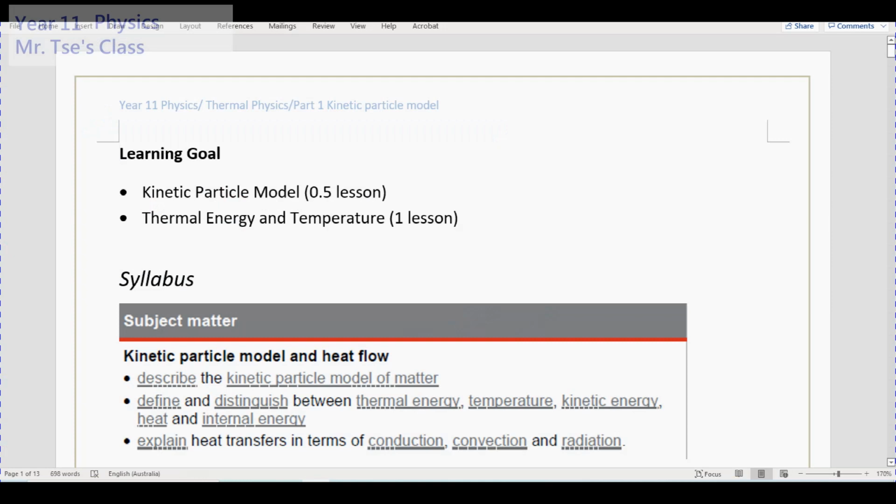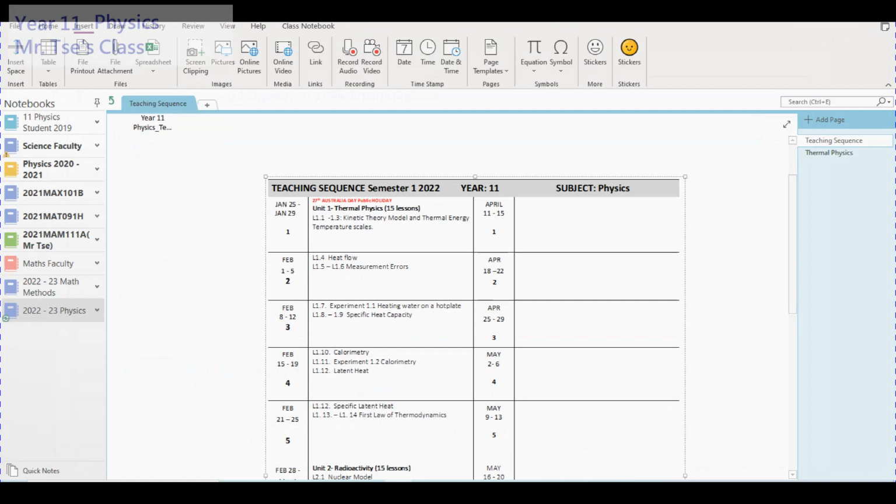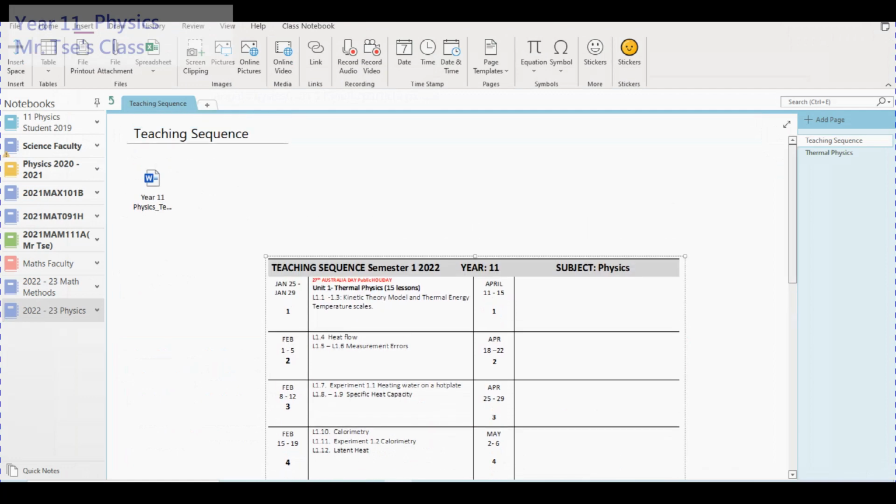So this is our first lesson. First of all, I will give you a little bit of orientation about what you should have right now. Okay, so please first check if you have OneNote. If you can go to our OneNote in our first content page, there should be a teaching sequence.